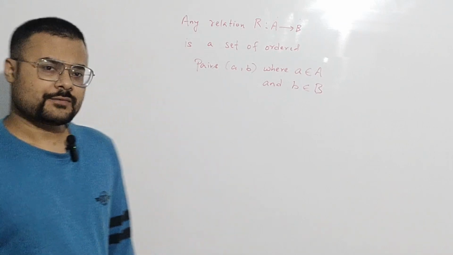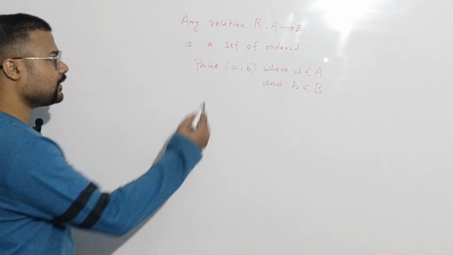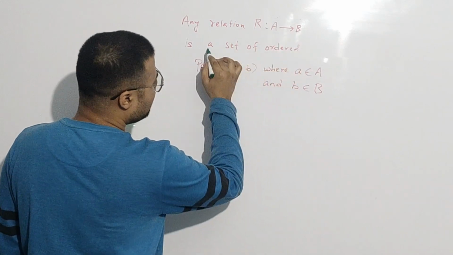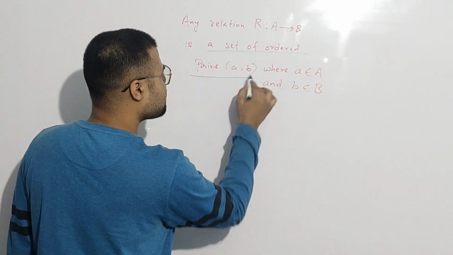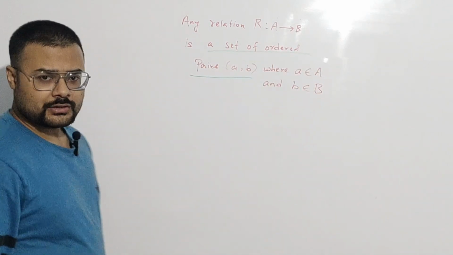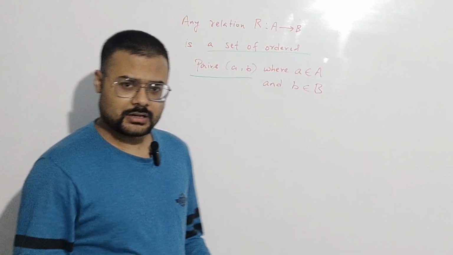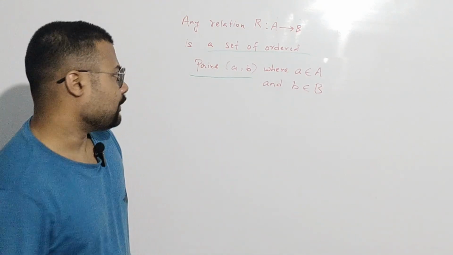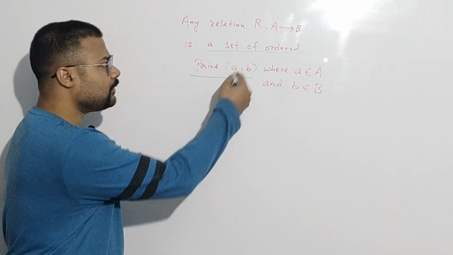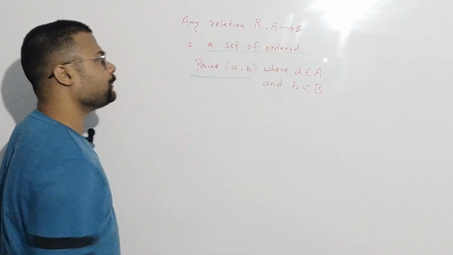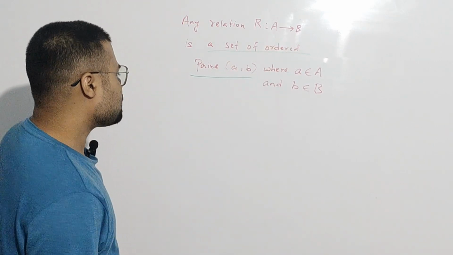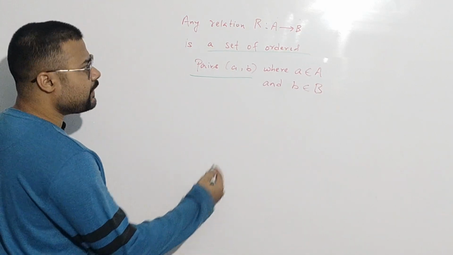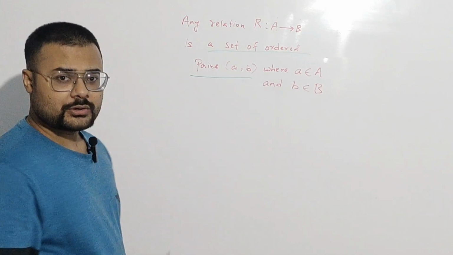So in the last video we have seen what a relation is. That a relation from set A to B is a set of ordered pairs. So if R is a relation from A to B, then R is a set that has ordered pairs as its elements, where the first element belongs to A and the second belongs to B. If it's a set of ordered pairs, we have seen in the last video that this makes any relation a subset of the cross product.